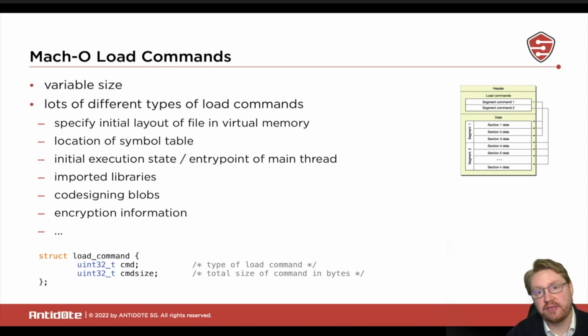Then it specifies what libraries we are importing, so what libraries are required for binding the imported functions. More and more binaries are these days code signed, so there's also a load command specifying where the code signing information is inside the file. And especially for iOS, there's the possibility to have DRM protection of the code inside a file, so there's a load command that tells us there is actually DRM protection inside this file.